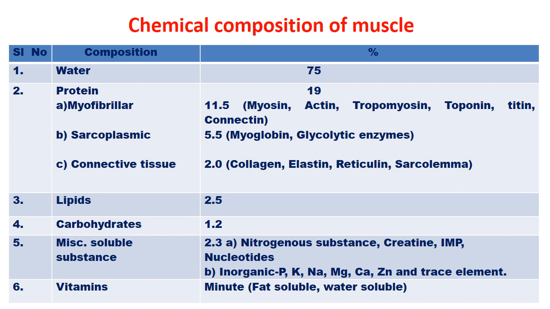Then lipids, so in lean meat the lipid is less, it is up to 12.5%. Then carbohydrates 1 to 1.2%, and there are miscellaneous soluble substances in 2 categories, altogether around 2.3%, like nitrogenous substance, creatine or inosine monophosphate nucleotides, and there are inorganic substances like phosphorus, potassium, sodium, magnesium, calcium, zinc, and other trace elements. And there is vitamin, which is in minute quantity, that can be either fat soluble or water soluble.